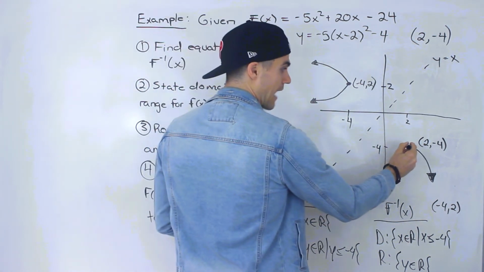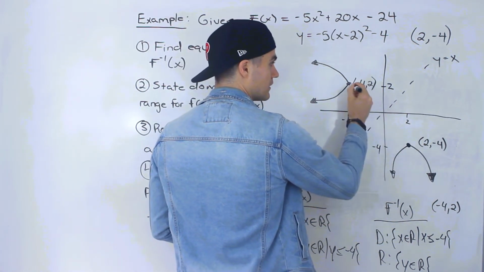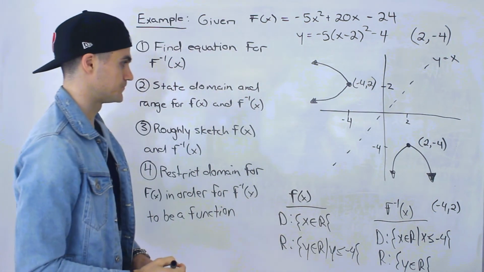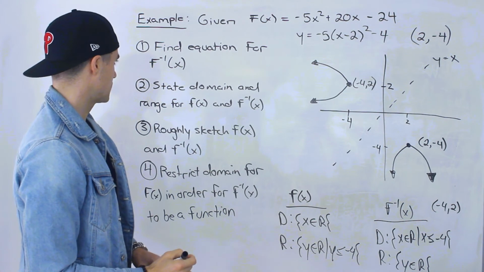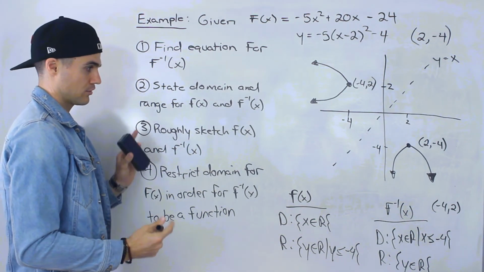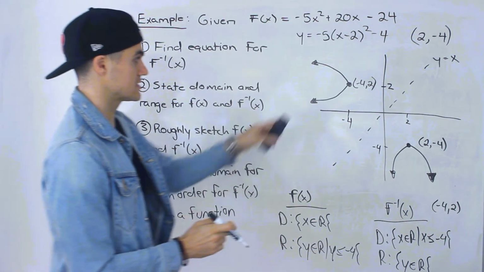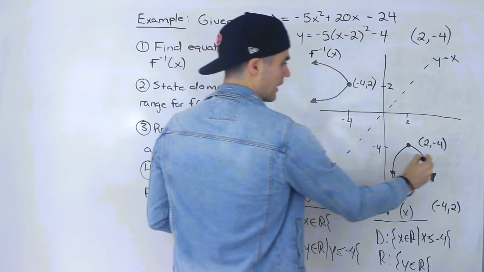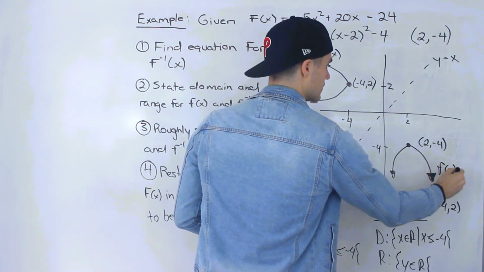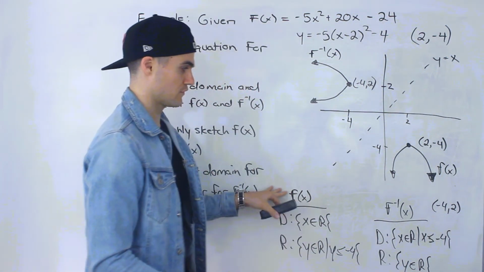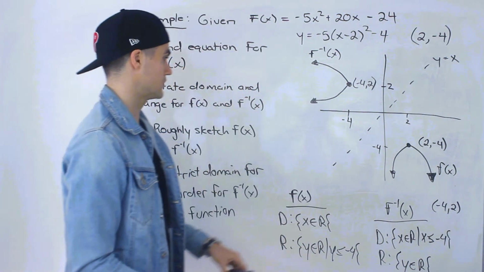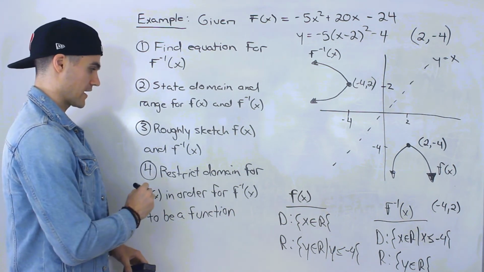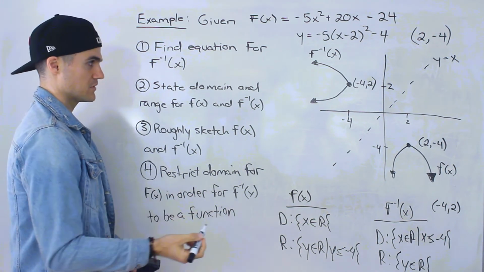And the point that we have, 2 and negative 4, if you reflect it, you get negative 4 and 2. Right, so we kind of answered number 2 and 3 together. So this is the inverse, and then this here is the function, and then the domain and range for the function and the inverse, respectively. And then number 4, restrict the domain for f of x in order for the inverse to be a function.